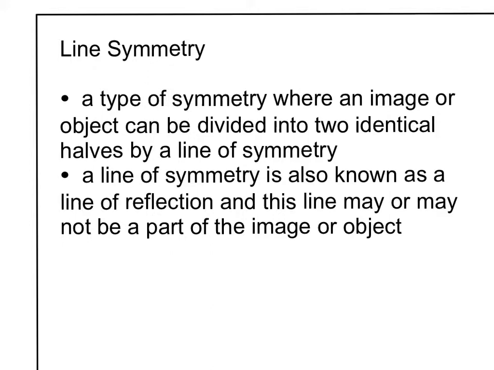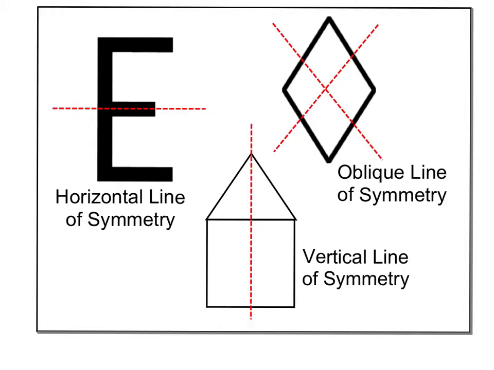So you're going to be given images, objects, flags, because they like flags for the provincial exam, and you need to determine if you can cut it in half to have two identical halves with one line of symmetry. It's also known as line of reflection, and this is where the coordinate points will come in at the end of this section. So these are the three types of line symmetry you need to know.